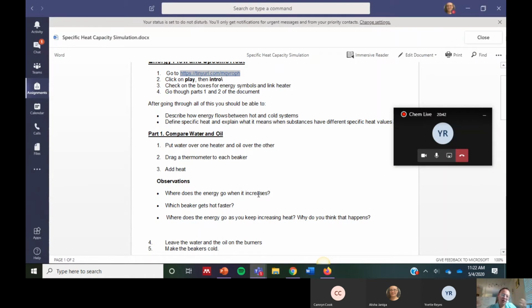And we notice that the olive oil, or the oil I think it was, gets a little bit hotter faster. And as we keep increasing the heat, we see energy starts leaving the beaker. And what happens when that energy starts leaving the beaker is that our liquids are evaporating. They've absorbed so much energy that now they have the potential to evaporate.